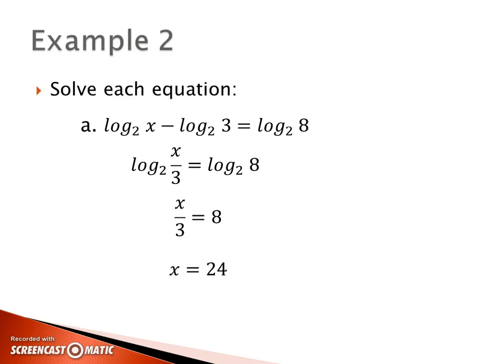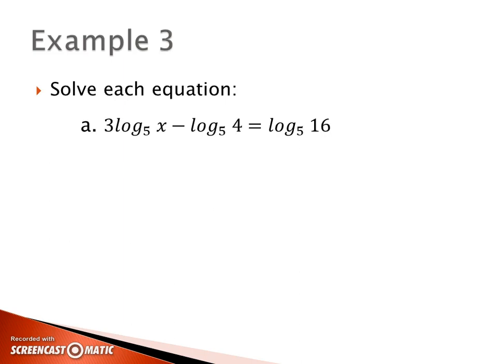Okay, that's example 2. And our final one, example 3, I see the power property because there's a 3 in front of the log. I see minus, that's the quotient property, and we also have the equality property here. So this is a little bit of everything. Let's first use the power property. So 3 times log base 5 of x would really be log base 5 of x to the third power.